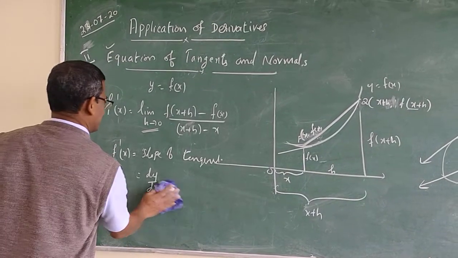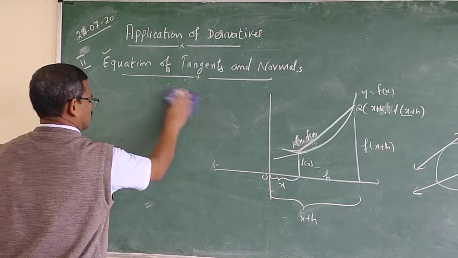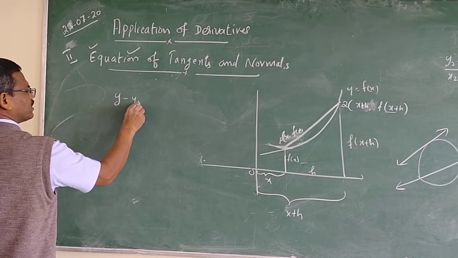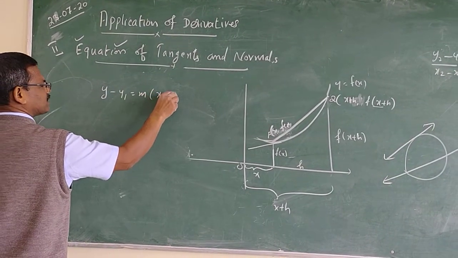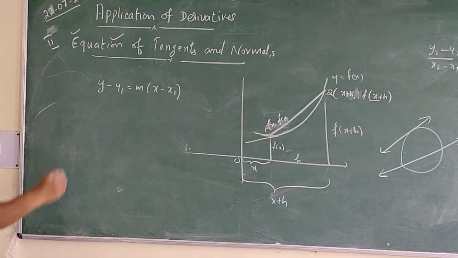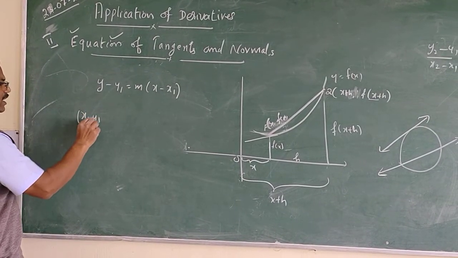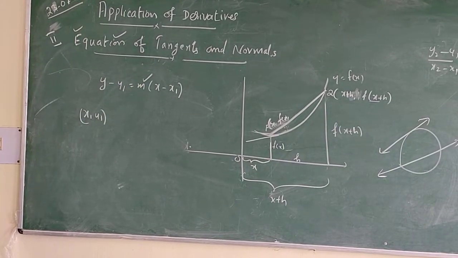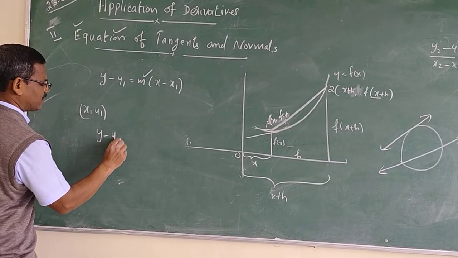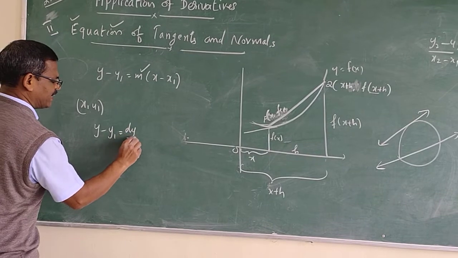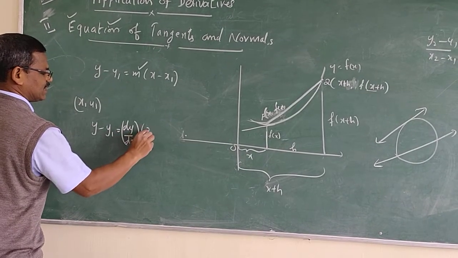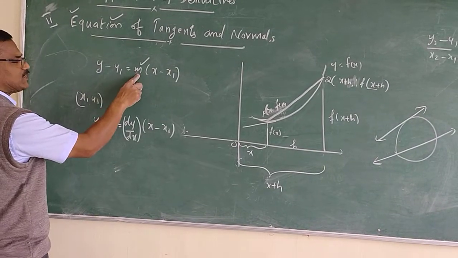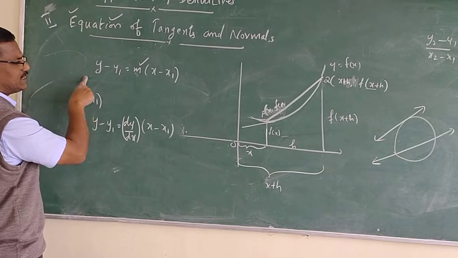That is, dy by dx is the slope of the tangent. So with that idea, let us now go to the equation of the tangent, which we want to find out. y minus y1 is equal to m into x minus x1 is the equation of a straight line which passes through the point x1, y1 and has slope m. So if I take dy by dx in place of m, since dy by dx is the slope of the tangent, it becomes the equation of the tangent.